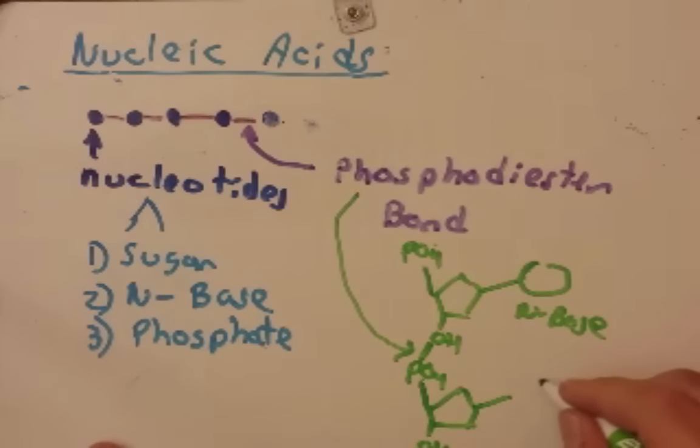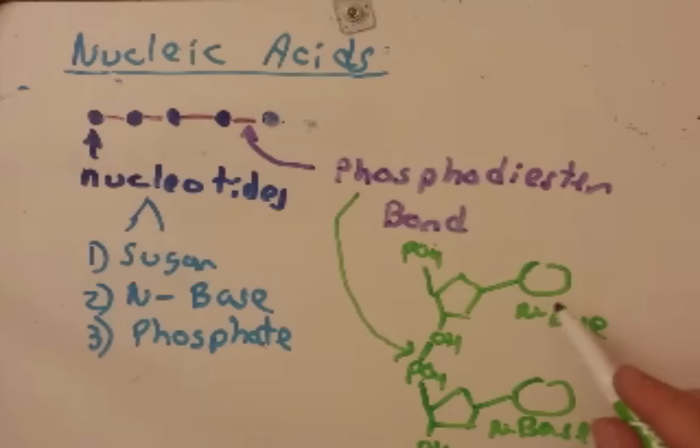Now remember, we said that in proteins they have these amino acids that are characterized by, or differ by, an R group. Now nucleic acids are similar in that way. They don't have an R group, but these bases can be one of several bases.